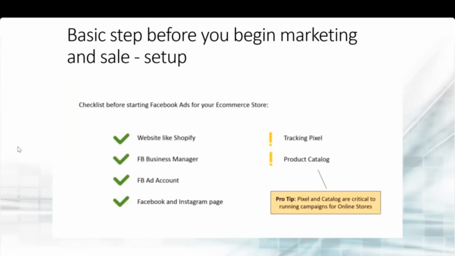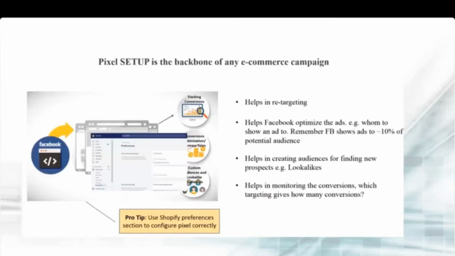Before I start with marketing and sales, I need to have a website, which we have seen. I need to have a Facebook ad account or Facebook Business Manager, that is a Facebook business account. I need to have a Pixel ID, and I need to have a product catalog. Apart from Pixel ID, we have seen everything. Now, what is a Pixel and why is the Pixel necessary?